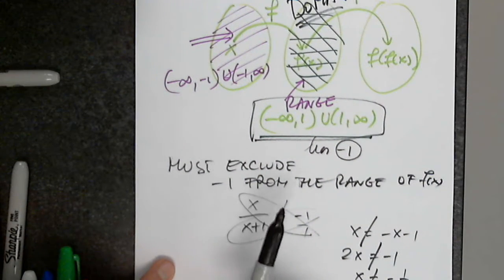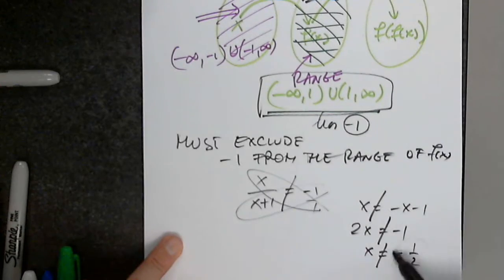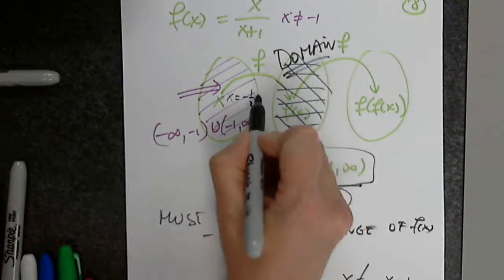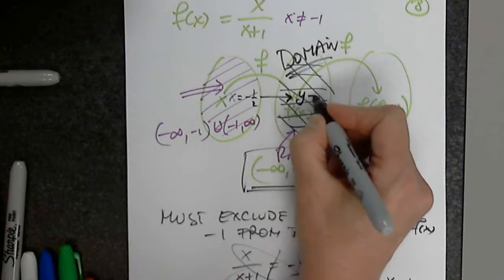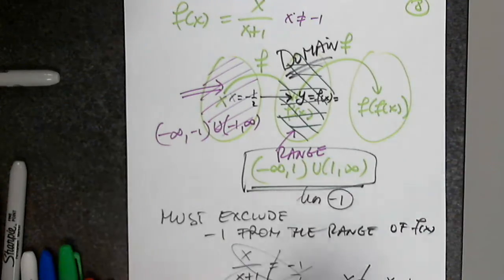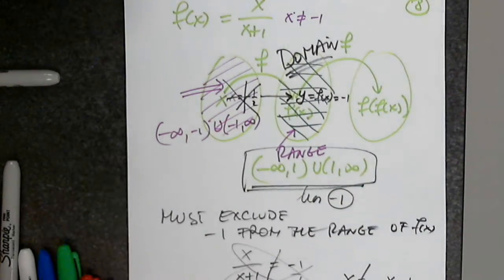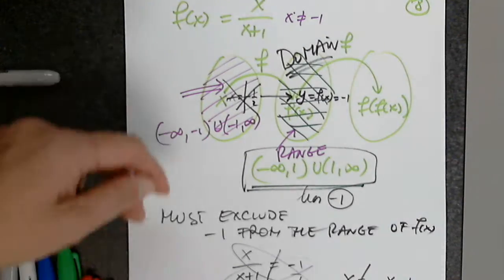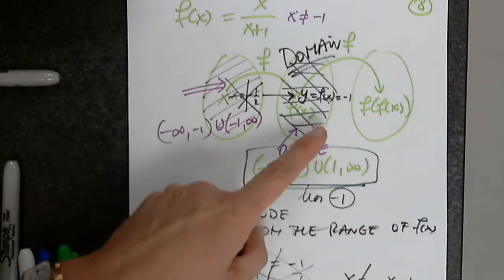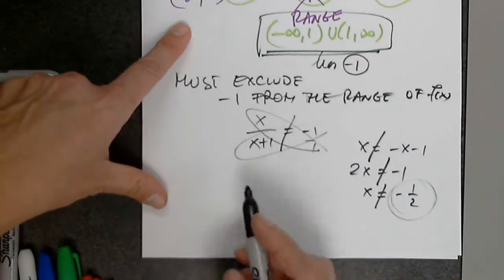Which means that x equals negative 1/2 will correspond to y, or f of x, equals what? Exactly. So then I have to exclude negative 1/2. If I take negative 1/2 away from here, the function value will never give negative 1. That's how we determine the domain.